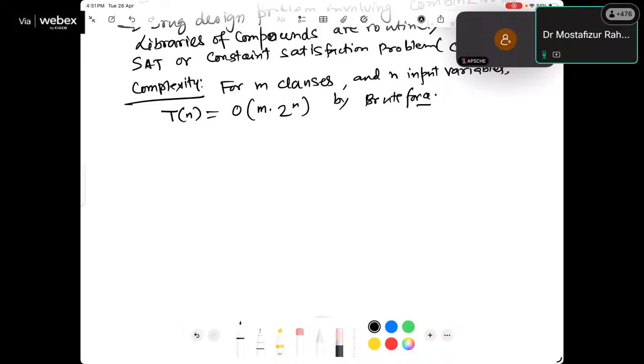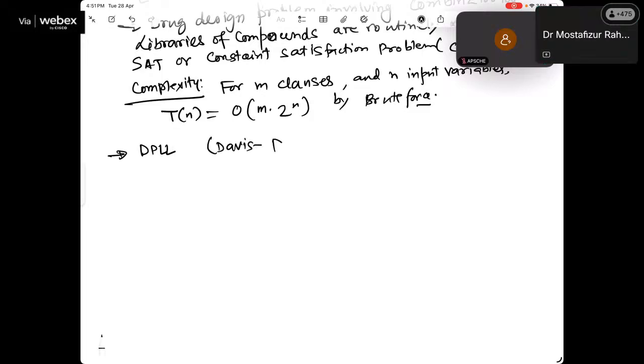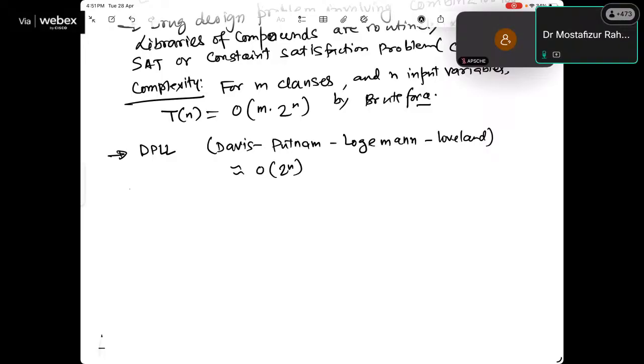So there are certain algorithms to solve drug design classically, like DPLL. This is a method named after Davis, Putnam, Logemann and Loveland. So these are the names of four scientists. I'm sorry if I pronounced them wrongly. DPLL solves this problem in order of 2 to the power n with exact solution.